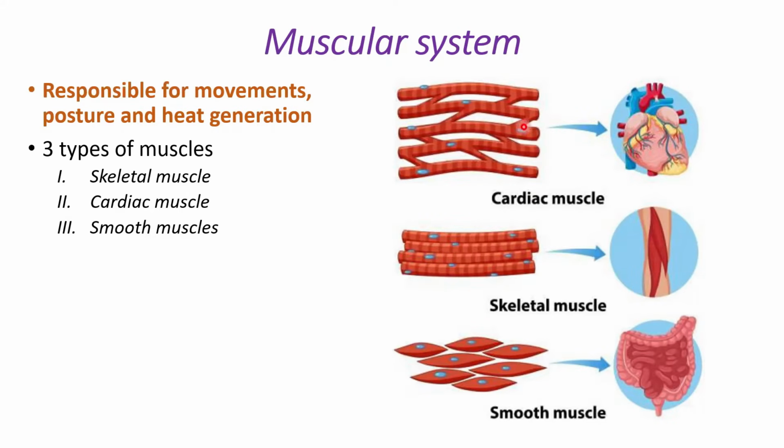Then cardiac muscles are only found in the heart, as you can see in this image. And then smooth muscles are found majorly in visceral organs. So the large intestine, small intestine, the bladder, the stomach, they'll contain smooth muscles. Smooth muscles can contract and relax under our autonomic nervous system. We'll see that nervous system in a few minutes.